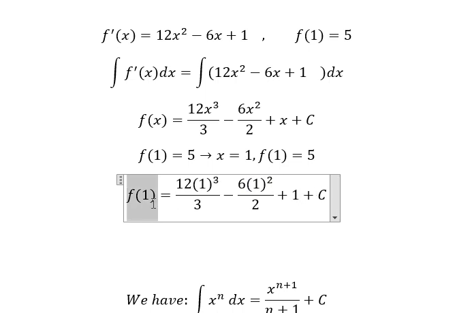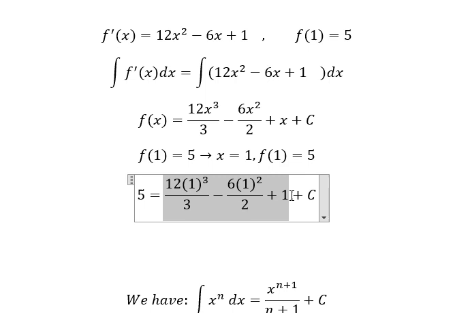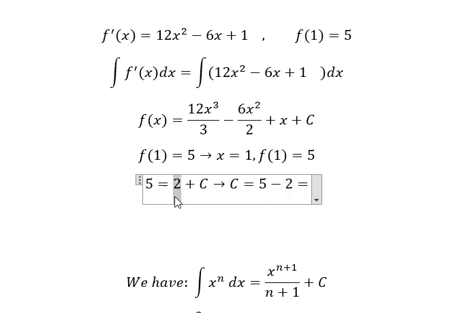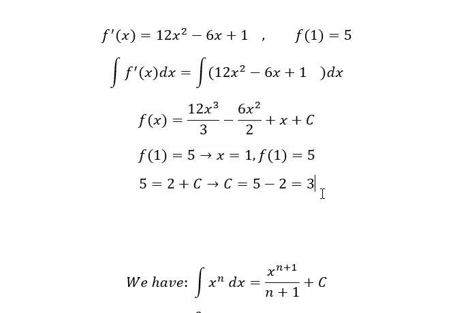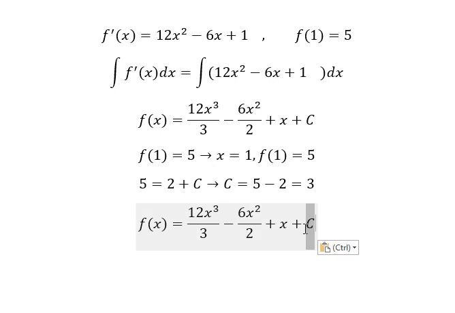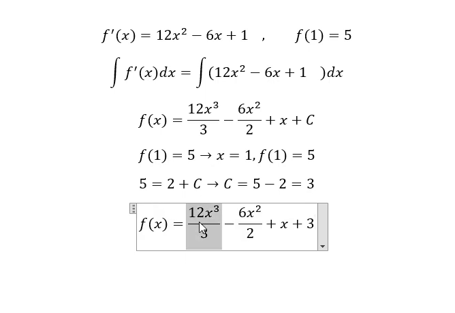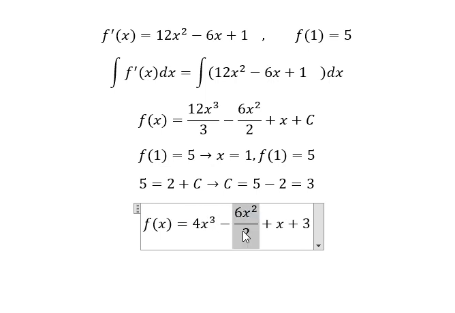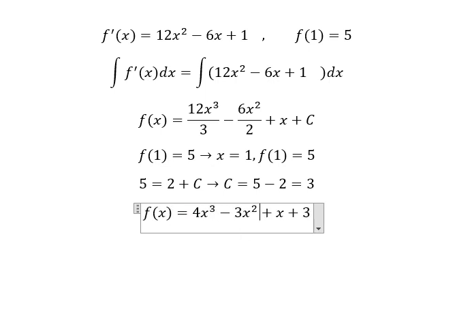So this one, that is about number 5. This one, that is about number 2. So c equals 5 minus 2. We put number 2 to the left. That's why we have negative 2 and we have number 3. So we put number 3 in here. This one we can simplify and we have number 4. This one, that is about number 3. And here is the final answer.